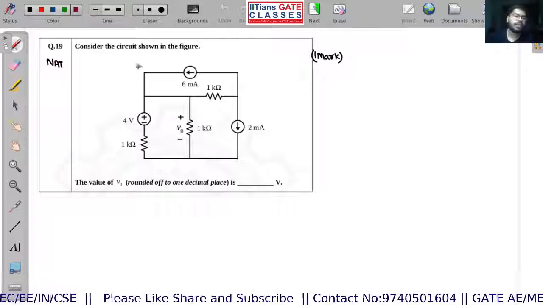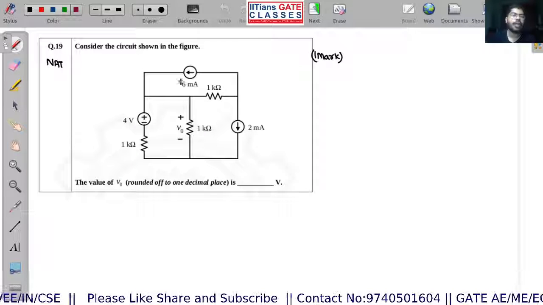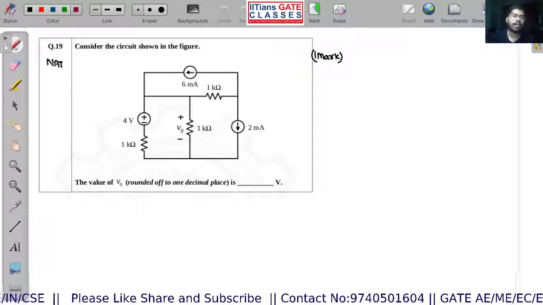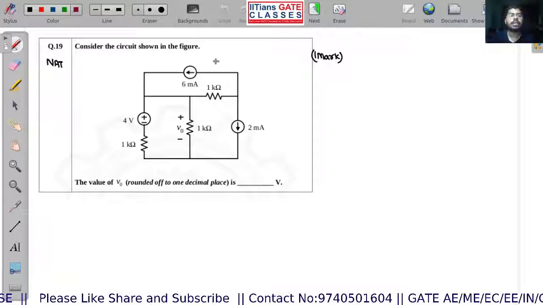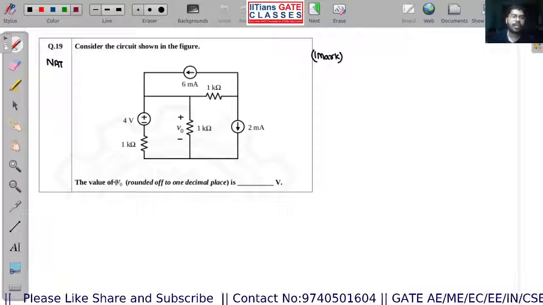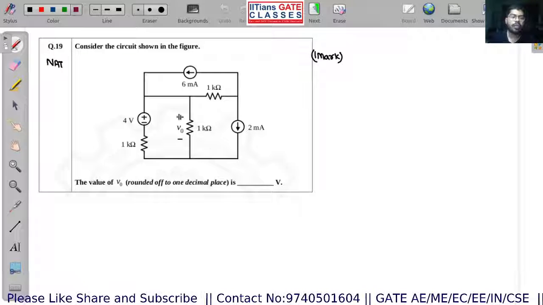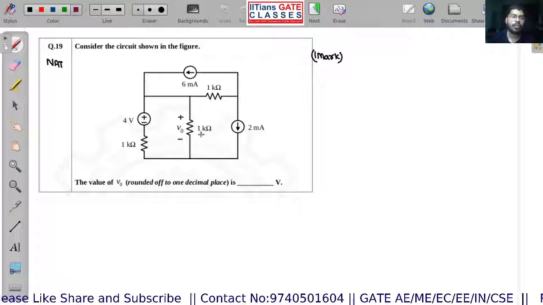So the next question we have, this was also a 1 mark NAT type question, numerical answer type. So what have they asked? Consider the circuit shown in the figure. The value of V naught rounded off to 1 decimal place. So you need to find what is V naught.